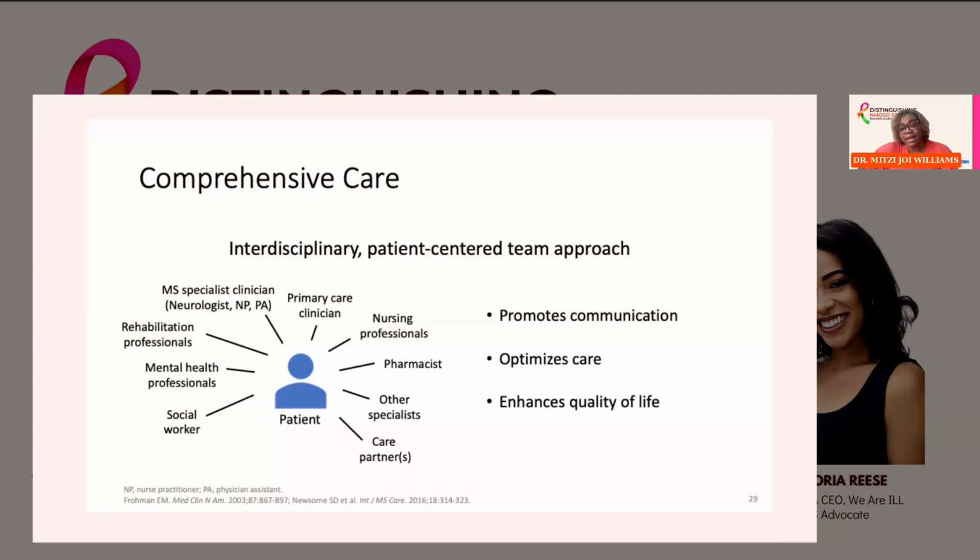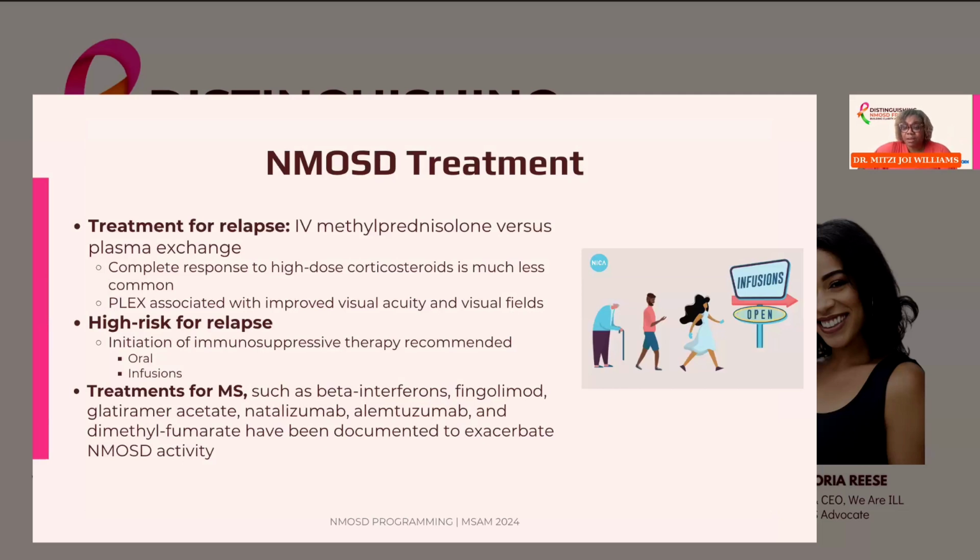So when we think about treatment, I always like to think of treatment as a 4-layer cake because I like cake. So the first layer is certainly if someone has an acute relapse or episode. An acute relapse or episode initially is treated very similarly to what we would do with multiple sclerosis. So a person can be treated with IV corticosteroids or high dose steroids. Sometimes if people don't respond to that, there is another procedure called plasma exchange that can be done.